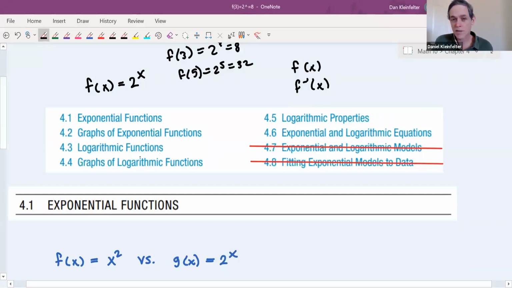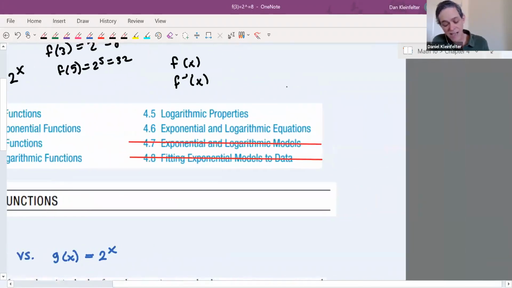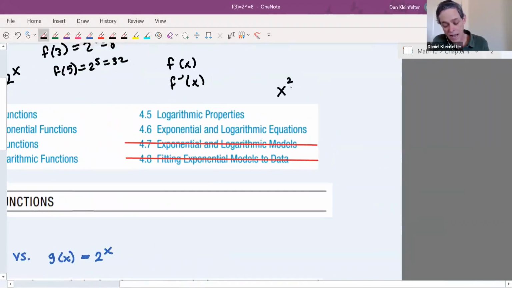We'll talk more about what those functions are like when we get there. But section 4.3 introduces those functions. 4.4 talks about what their graphs are like. 4.5 has to do with properties. As you know, there are a lot of different exponent rules, like x squared times x to the 3rd power. When you have the same bases, as you know, you add exponents if you're multiplying.